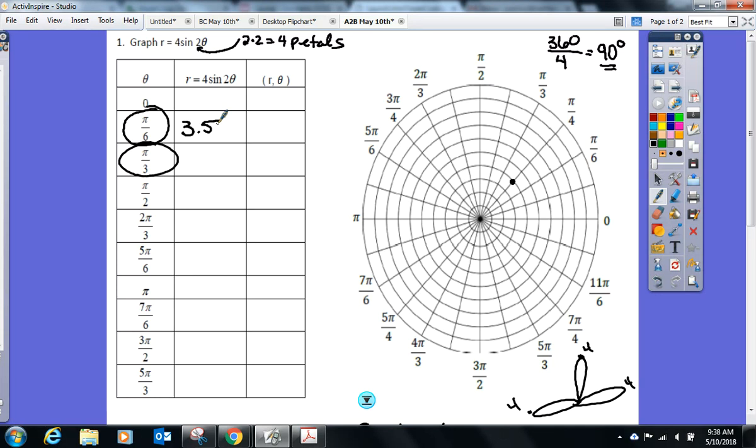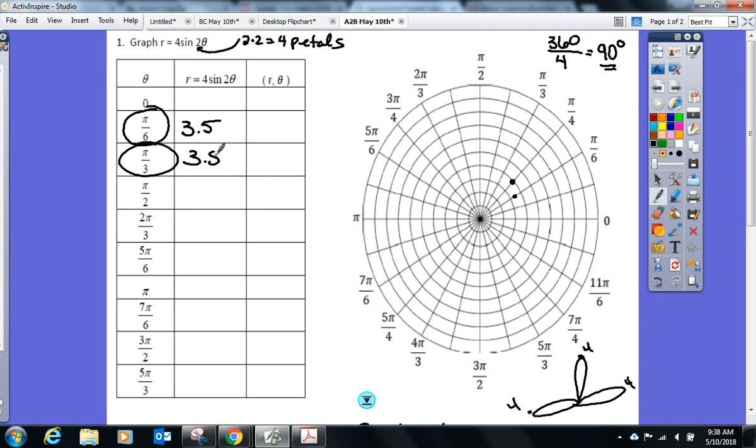We all good? Everyone all good? Okay, so at pi over 6, go ahead, graph 3.5 for me. 1, 2, 3.5, about right there. And then what are you guys getting for pi over 3? Most of us, I'm hoping, getting 3.5 as well.